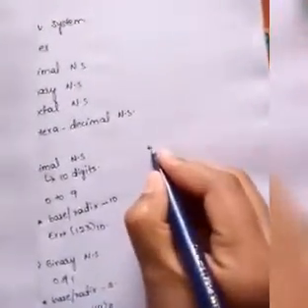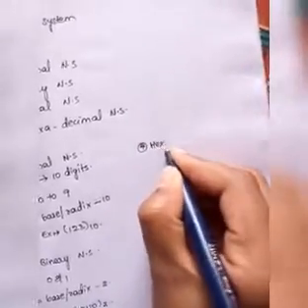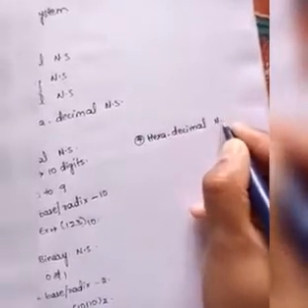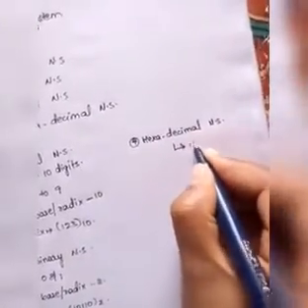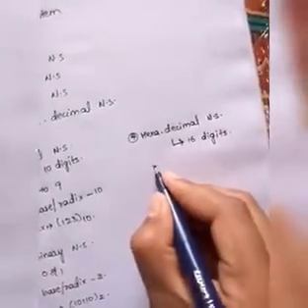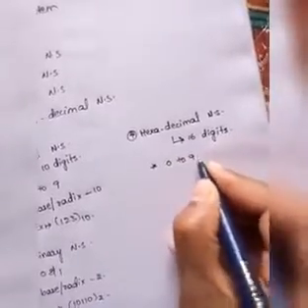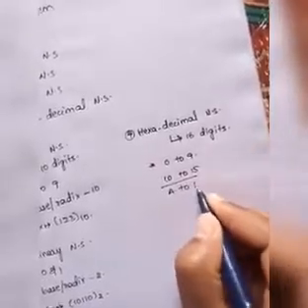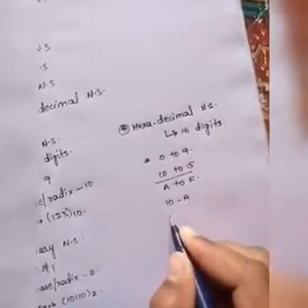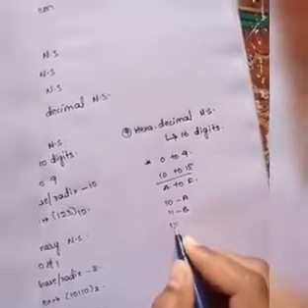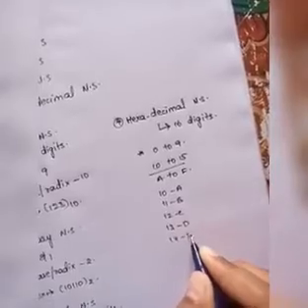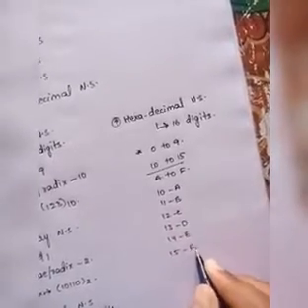And the fourth one is hexadecimal number system. Here hexadecimal means it has total 16 digits 0 to 9, and 10 to 15 we represent with A to F. 10 is represented with A, 11 is represented with B, 12 is represented with C, 13 is represented with D, 14 is represented with E, and 15 is represented with F.